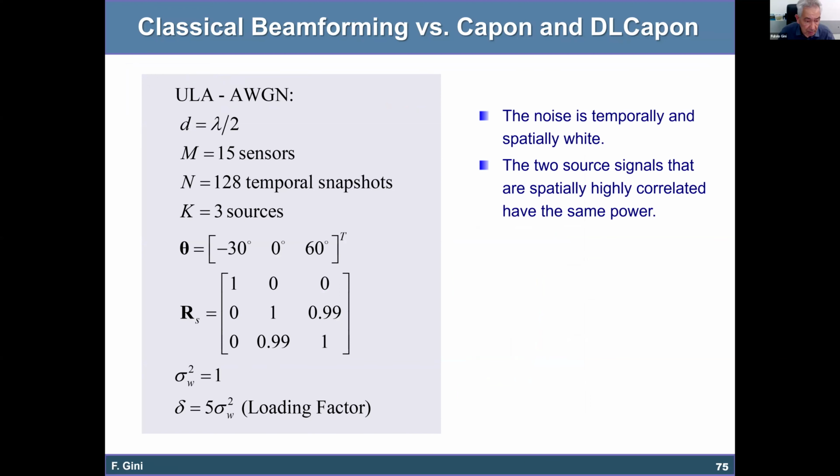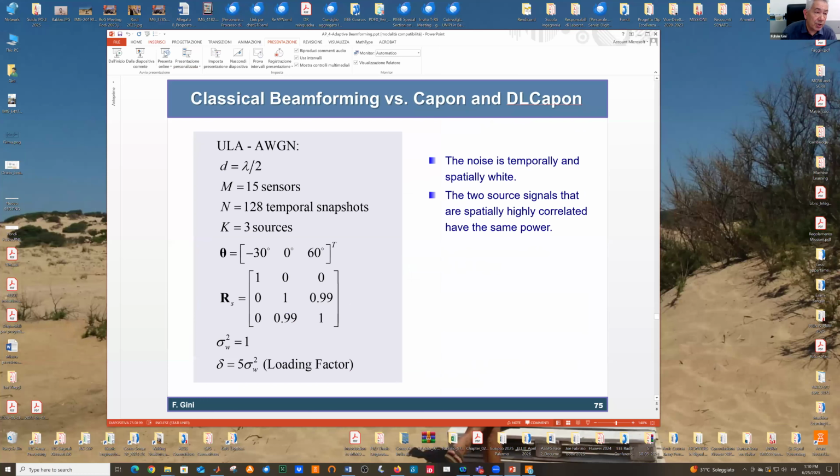Okay, I think there is a mistake in the view graph. Let me check and correct. Just one second.